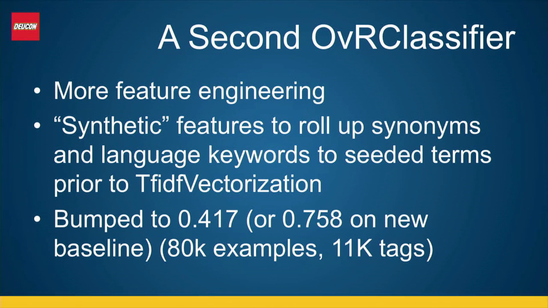Okay, so I got my first one versus rest classifier. I'm going to build a second one. More feature engineering. David McCauley was kind of working on the same project at the same time as we were exploring this. So we created some synthetic features to roll up synonyms. By taking this approach, prior to tf-idf vectorization, this got 0.417. So I went from 0.39 to 0.417, and that got me up to 0.758 on the new baseline.